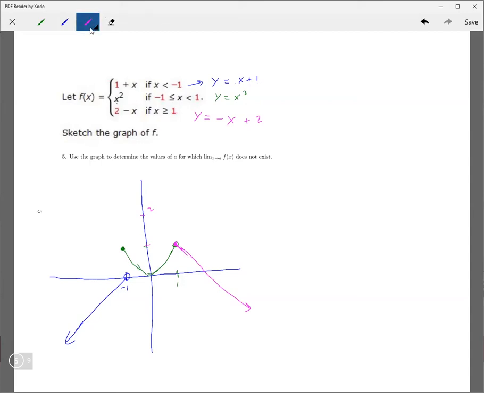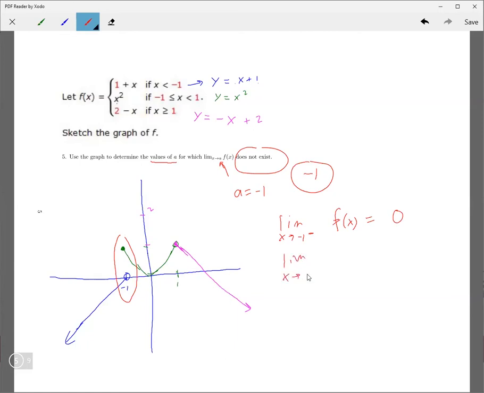Okay, and then the second part is, does the limit not exist? And it's not going to exist here because as you come in this way, you're going to 0. And as you're coming from the right, you're going to 1. So -1 is where it doesn't exist. So when it's asking the values of a, right here, a equals -1. So that limit doesn't exist because the limit as x approaches -1 from the left of f of x is 0. And the limit as you go from the right is going to be 1. Okay, and then these are not equal. 0 is not equal to 1.